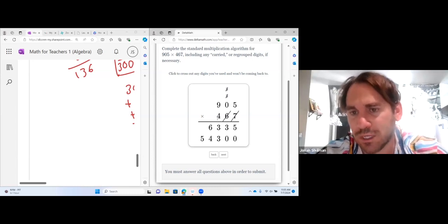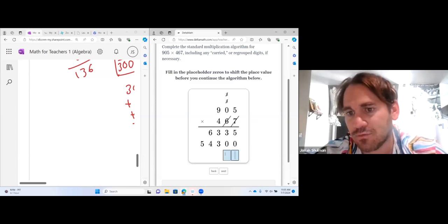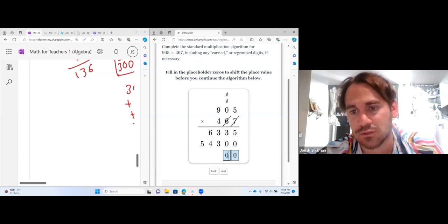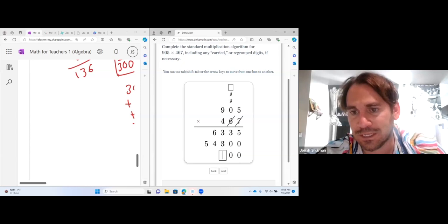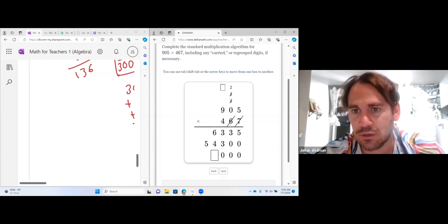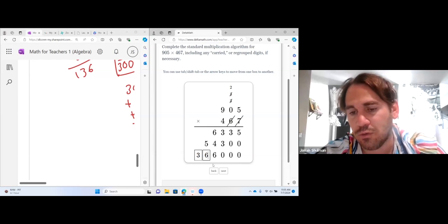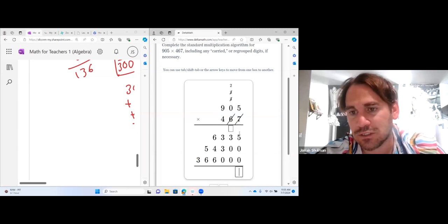So now we're multiplying everything times 4, but it's not really 4, it's 400. And that's why we have to hold the 0 here. So there's 0, 0. Now it's 400. 4 times 5 is 20, so carry the 2. 4 times 0 is 0, plus 2 is 2. And finally, 4 times 9 is 36. So we multiplied everything. Now our last step is to add.